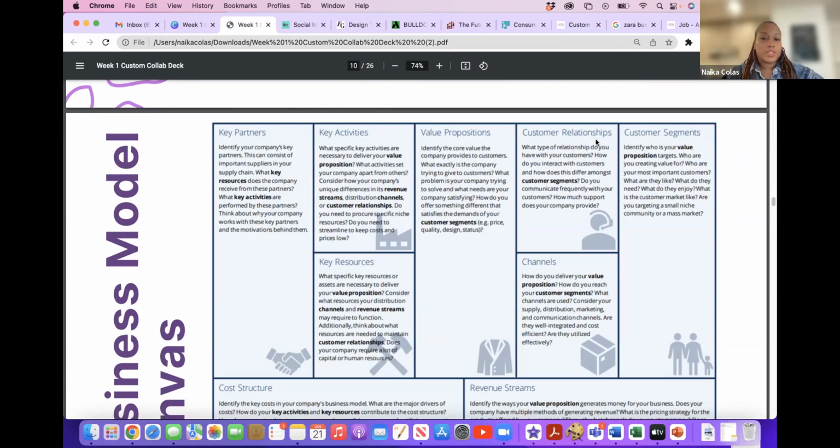Now, customer relationships or consumer relationships. What type of relationships do you have with your customers? How do you interact with customers? And how does that differ from customer segment to customer segment?